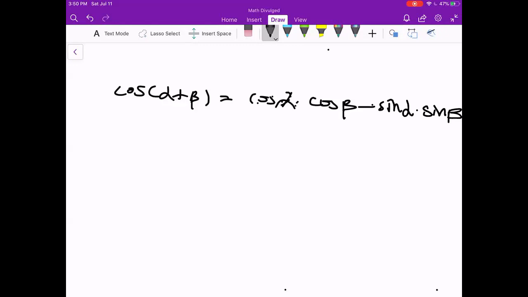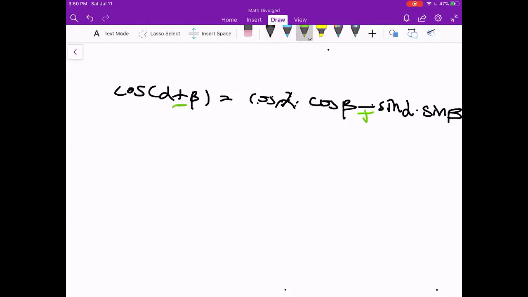So basically for this one, you just have all the cosines at the front, all the sines in the back, and the operation is the opposite of the one that's in the original calculation. So if we had instead cosine alpha minus beta, this will become a plus.